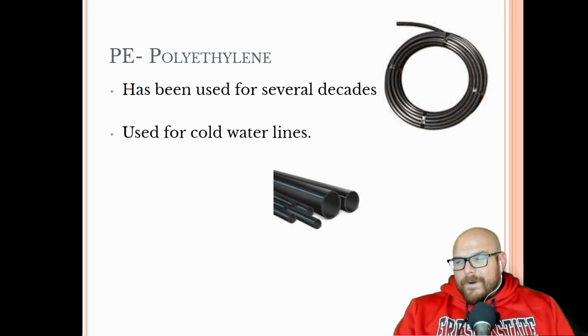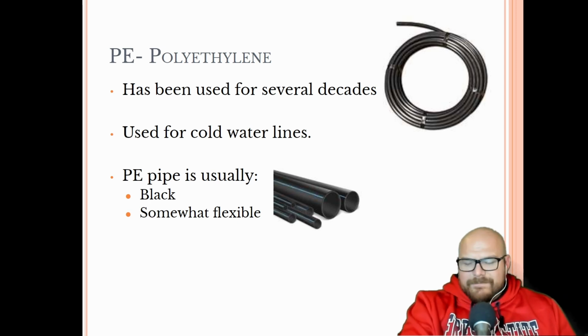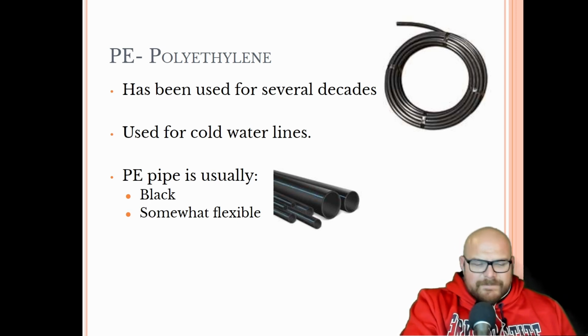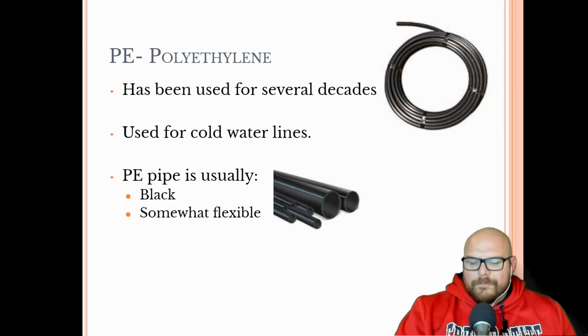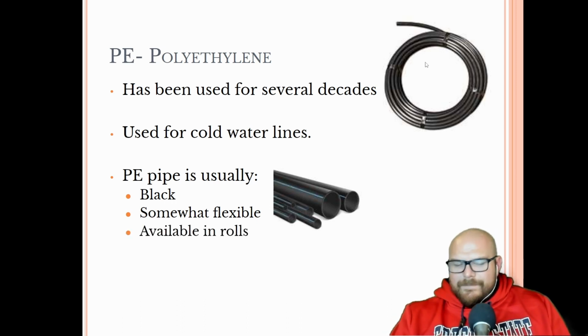We use these for cold water lines only. No hot water can be run in these things. And we typically see them in irrigation systems, okay? When we talk about flower beds, drip lines, micro sprinklers in agriculture, this is typically where we get them. You buy them in rolls like you can see up in here.